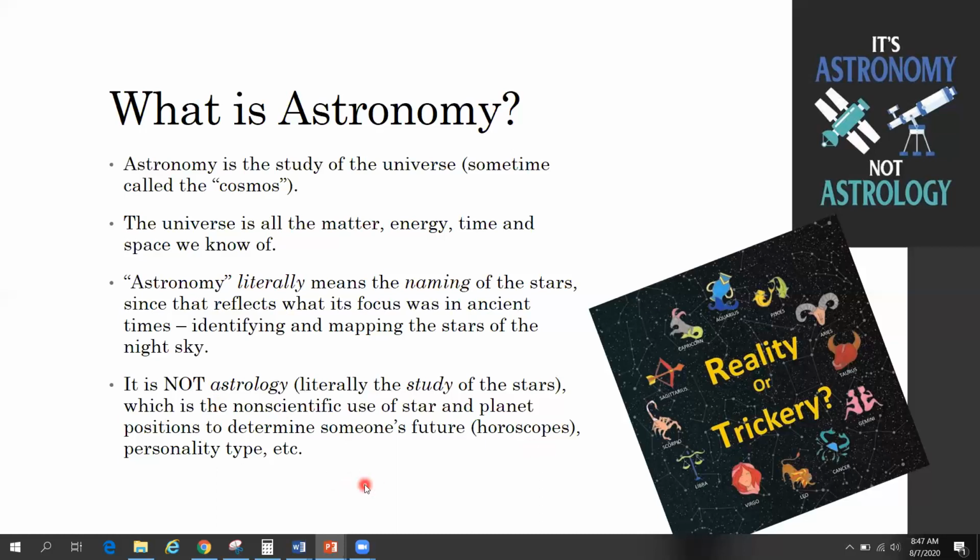Determining their personality type based on their zodiacal sign, which the signs of the zodiac are these 12 different constellations that have a particular importance to them. We'll talk a little more about them closer to the end of the lesson. So just make sure you understand going forward that astronomy and astrology are not the same thing. If someone's asking you, well, hey, what classes are you taking this fall? Don't tell them astrology. That's not what we're doing here.